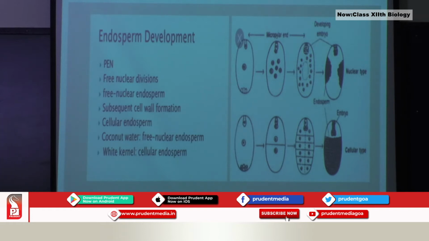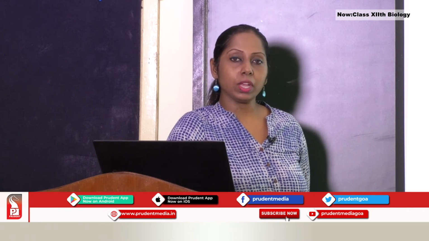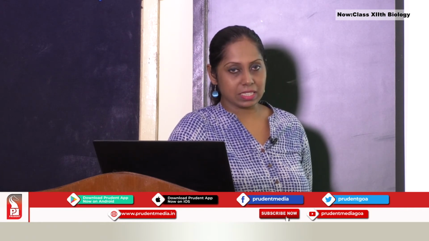Finally, the free nuclei, at the periphery region, slowly start getting their cell walls. That means cell walls are laid down for the free nuclei, and later you will notice that most of the free nuclei will be laden with their cell walls, and now they are going to be your typical cells.